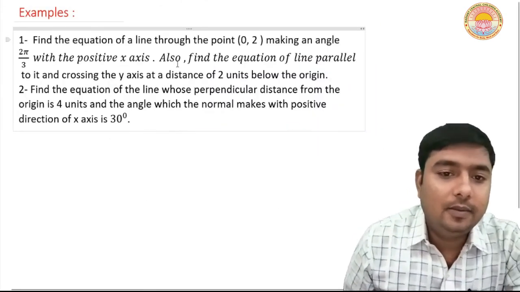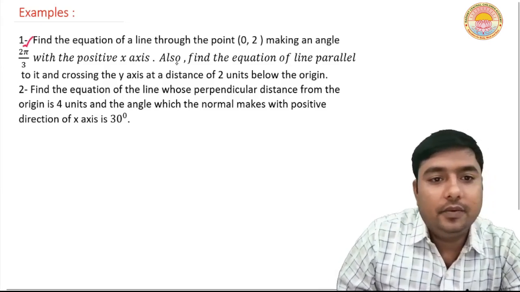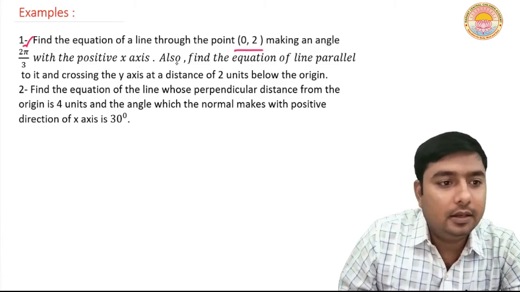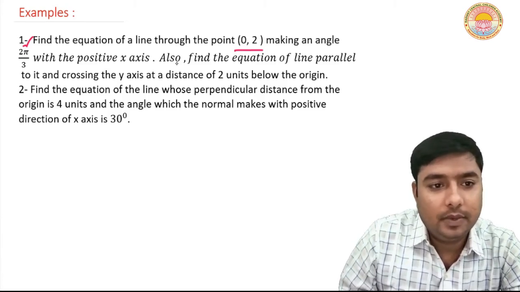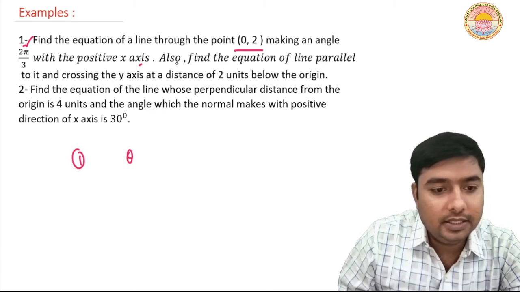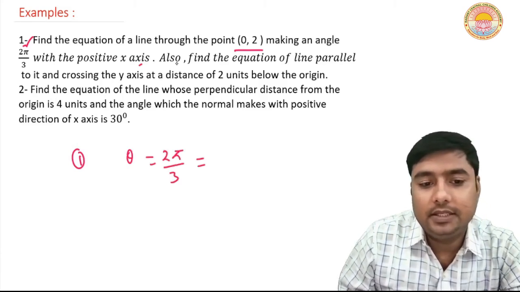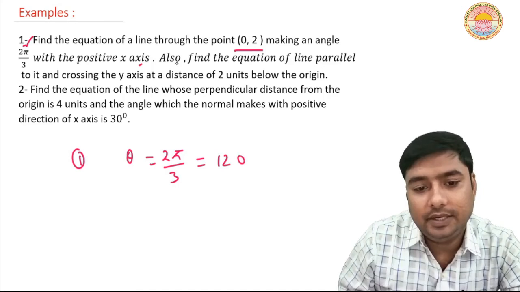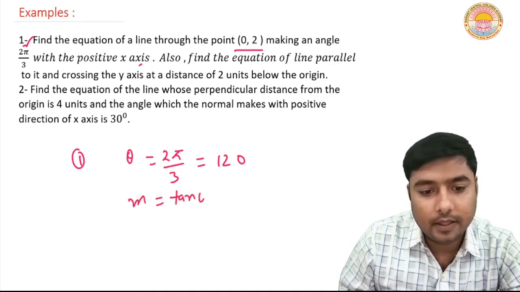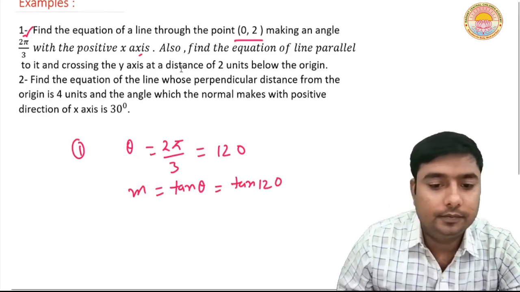Now we can solve the example first. Find the equation of the line passing through the given point, making an angle of 2 pi by 3 with the positive x-axis. It means here angle theta is given. Theta equals 2 pi by 3. We know that pi by 3 is 60, so 2 pi by 3 is 120. We know that m equals tan theta. Then m equals tan 120.